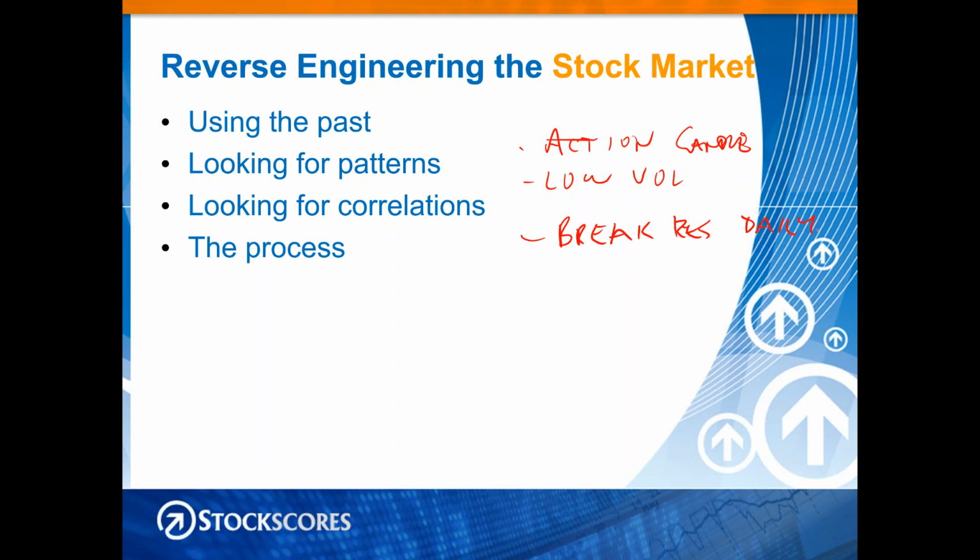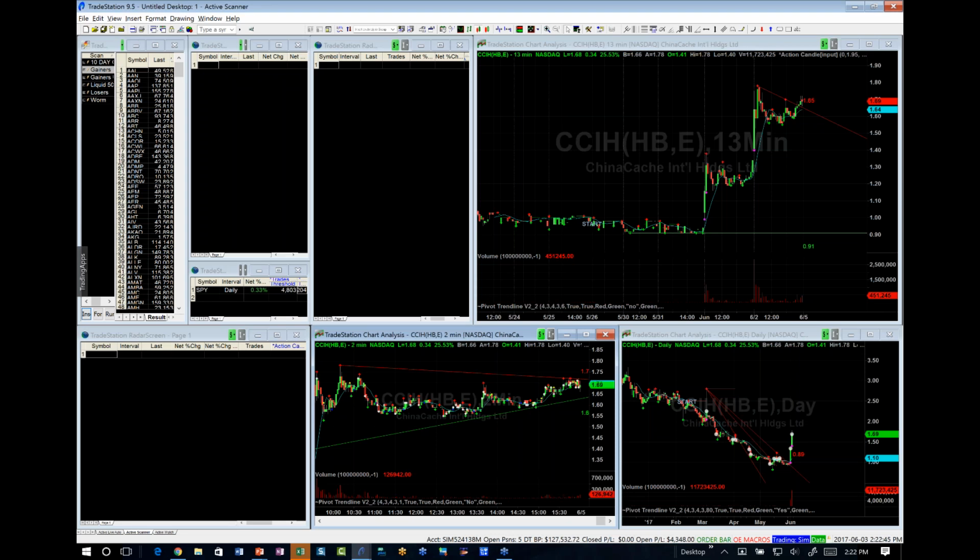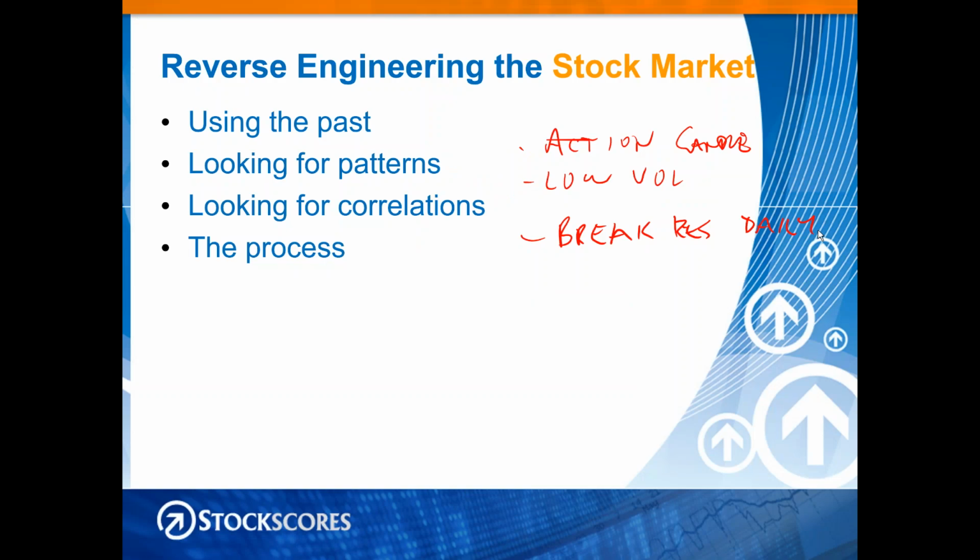So there's 3 rules. I've reverse engineered the stock market. I started with a stock that I wish I would have bought, and I've looked for some things in that stock that stand out, and I've devised 3 rules, and I can now test those rules over a large sample size to come up with a strategy.